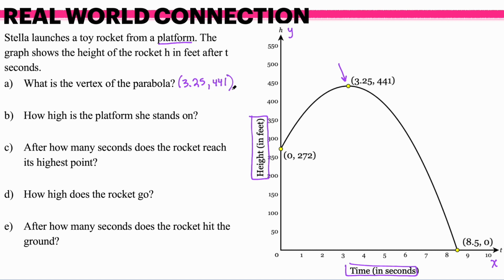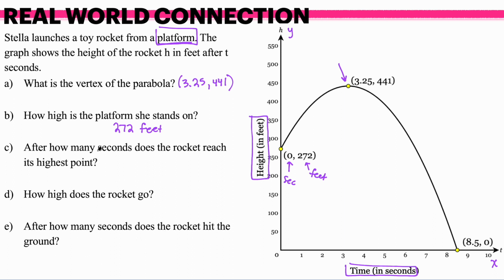Next actually does not have to deal with the vertex. They want to know how high the platform is that she stands on. If you look back at the explanation, it says that at the very beginning, when time is 0, before it all starts, she launches from a platform. So at 0 seconds, we want to know how high she is, and she is 272 feet high. So she is standing on a platform that is 272 feet in the air.